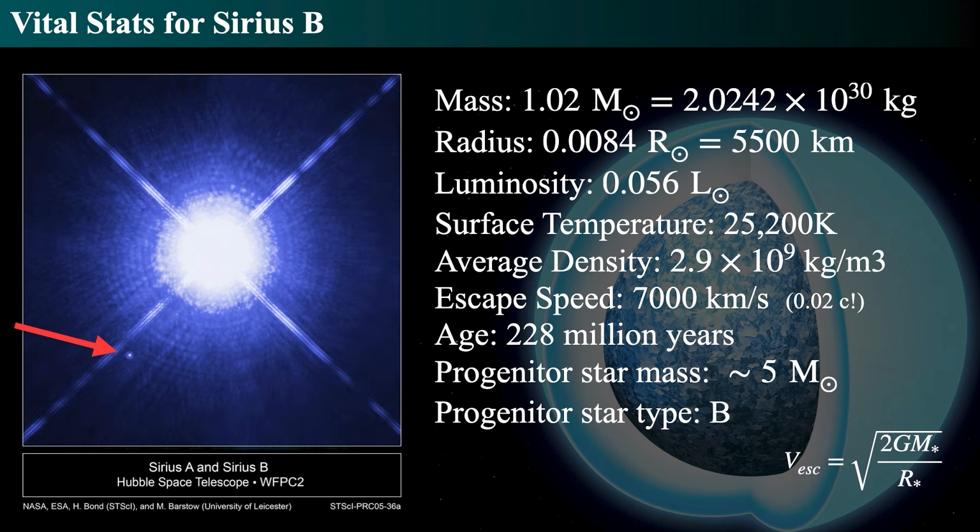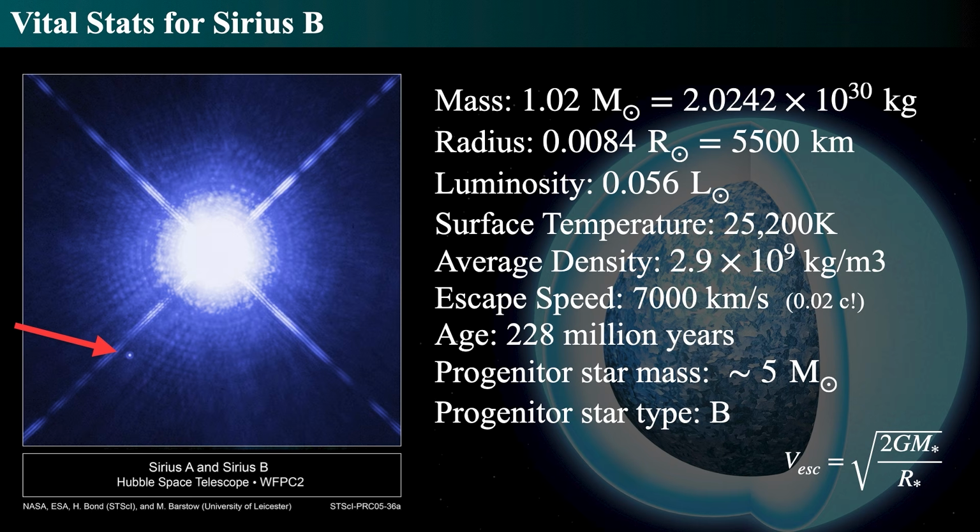Finally, with all this information, we can get the vital stats for Sirius B. The mass is now known to be 1.02 solar masses, or about 2 times 10 to the 30th kilograms. Its radius is just under 1% of that of the sun. The luminosity is about 5% of that of the sun. The surface temperature is over 25,000 Kelvin. The average density is just under 3 billion kilograms per cubic meter. The escape speed is about 7,000 kilometers per second, or about 2% the speed of light.